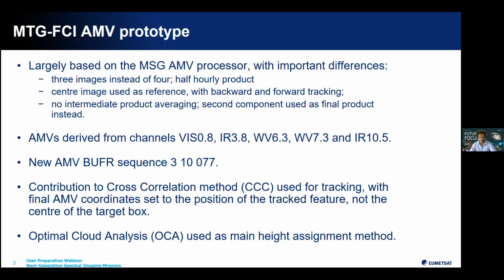The cross-correlation method is used for tracking. And the final AMV coordinates will be set to the position of the tracked feature and not at the position of the center of the target box as it is done currently. Finally, we will use the optimal cloud analysis product to set the altitude of the winds.